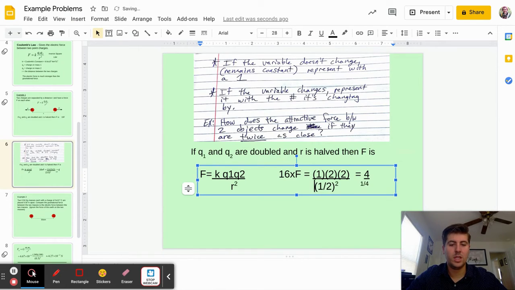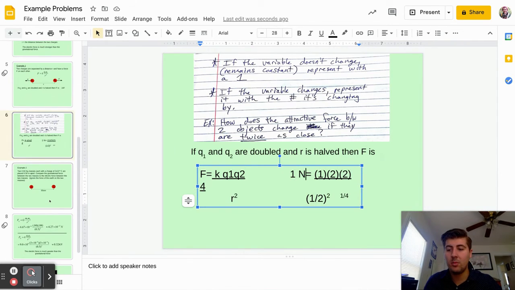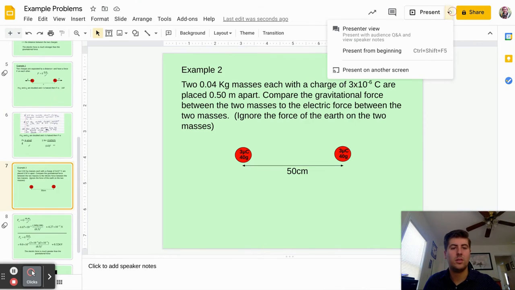So we did 1 times 2 times 2 on top, which gave us 4. We did 1/2 squared on bottom, which gave us 1/4. 4 divided by 1/4 is 16. So our new force is 16 times as big as it was before. So let's look at question number 2 here.